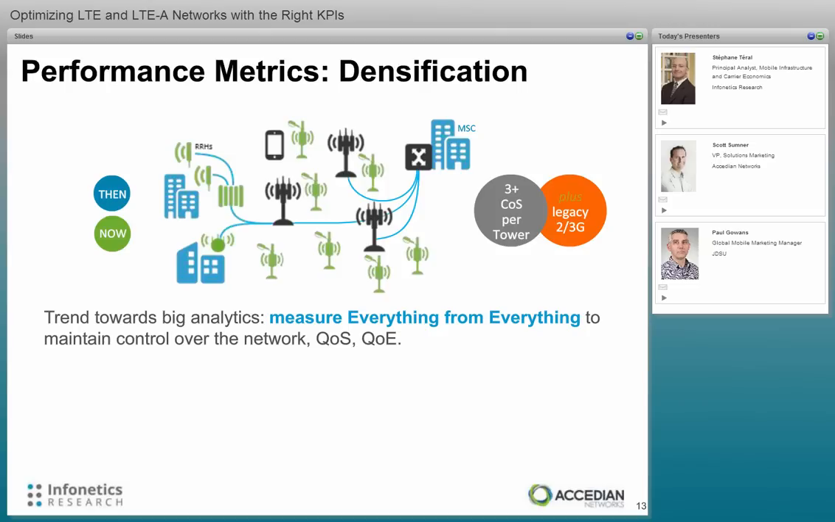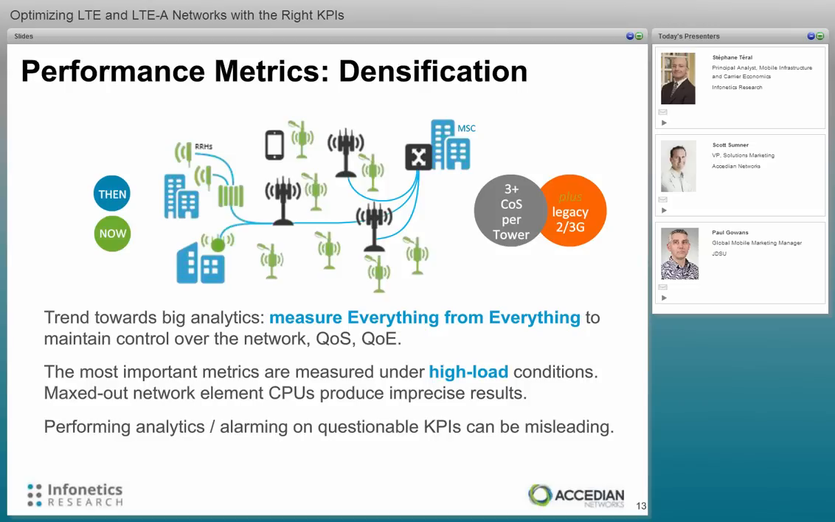So there's a big trend to measuring everything from everywhere to try to get some control over these networks that are kind of exploding. But when you look at each device and how it's able to report metrics, sometimes you find that the devices themselves are under high load conditions, and the CPUs that generate the metrics are not doing so in a very accurate way.